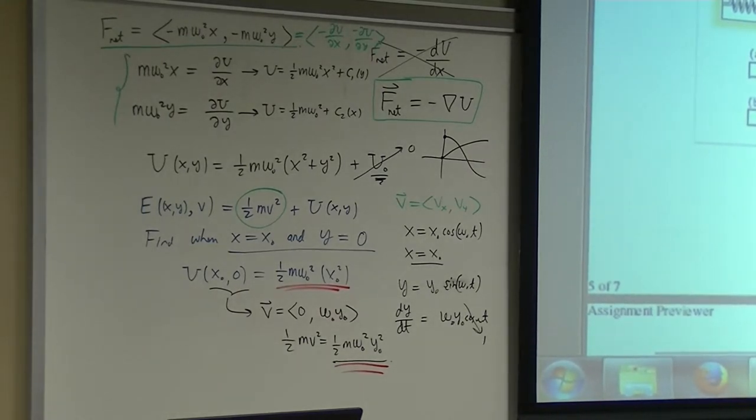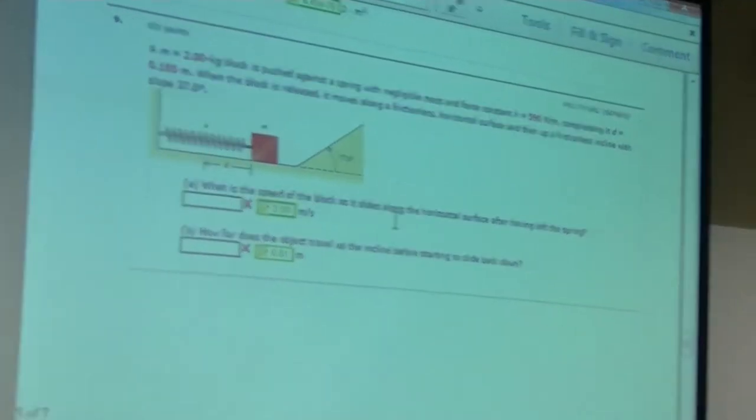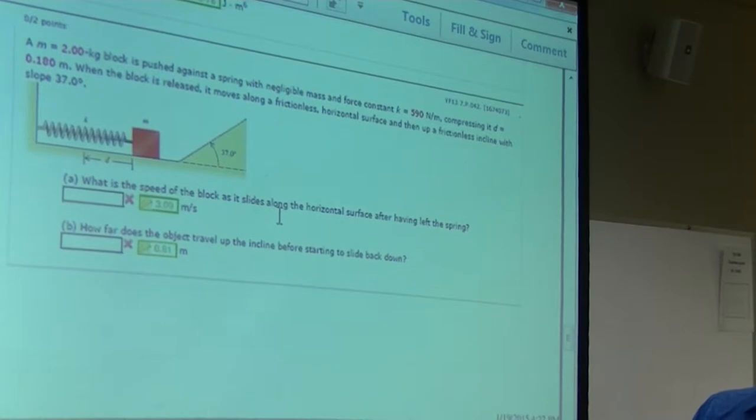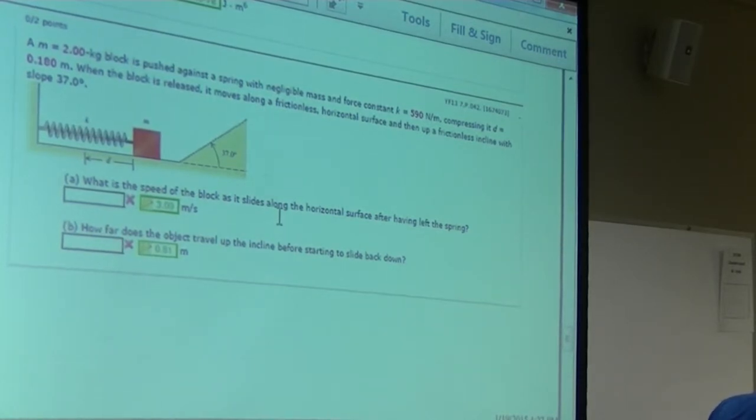If m is equal to 2 kilograms, a 2 kilogram block is pushed against a spring with negligible mass and a force constant of 590 newtons per meter. The spring is compressed 0.18 meters. When the block is released, it moves along a frictionless horizontal surface and then up a frictionless incline with a slope of 37 degrees. Couple questions. What's the speed of the block as it slides along the horizontal surface just after having left the spring? And then how far does the object travel up the incline before starting to slide back down?